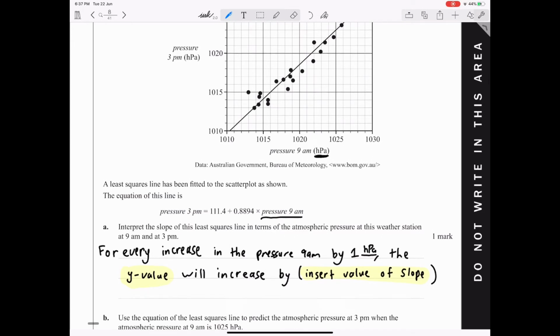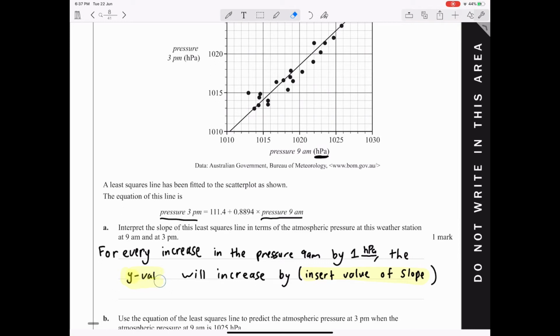The y value, we know the y value is pressure at 3 p.m. So you replace that with pressure at 3 p.m. So for every increase in the pressure at 9 a.m. by 1 hectopascal, the pressure at 3 p.m. will increase by, we know that the slope is over here, so therefore it will increase by 0.8894 hectopascals, as the response variable is also in hectopascals.